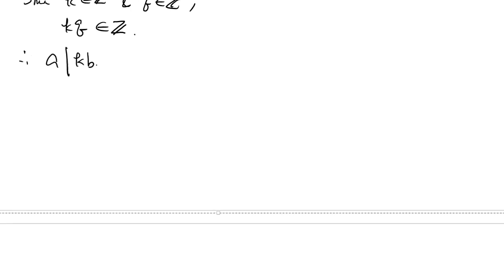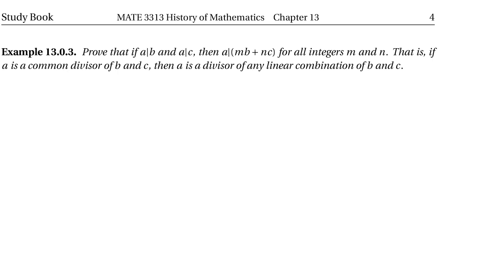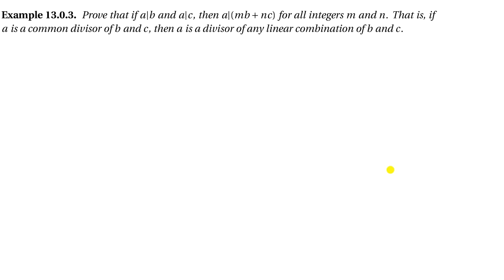Okay, let's do the last one among this type of group. Okay, questions. And this is something we need for later parts in the later chapters. Let's say A is a common divisor of B and C. That's the meaning of it.